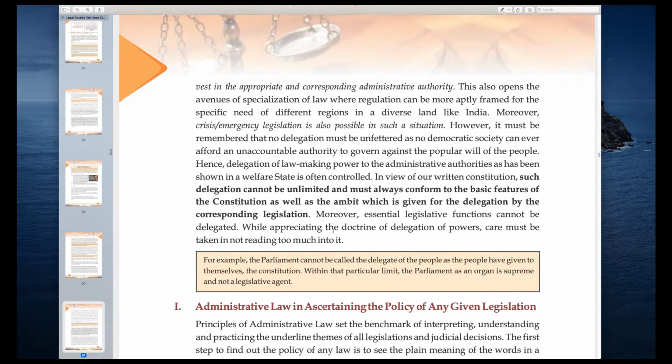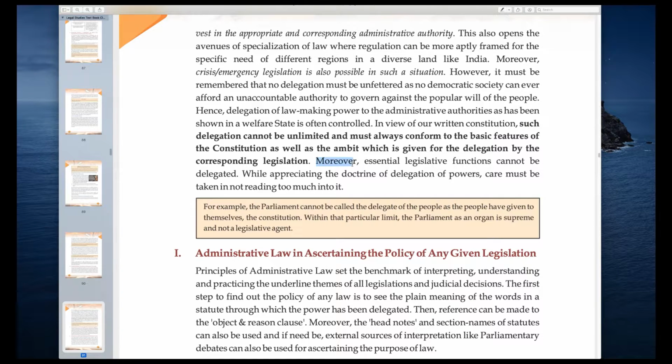Okay. So now, moreover, essential legislative functions cannot be delegated. So this is another thing. Some kinds of work cannot be delegated. That has to be done by the supreme authority itself. While appreciating the doctrine of delegation of powers, care must be taken in not reading too much into it. So it's simple. Now you can appreciate the whole concept of delegated legislation.